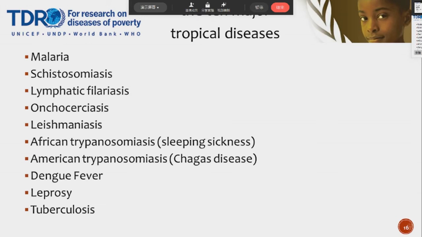They are malaria, schistosomiasis, lymphatic filariasis, onchocerciasis, leishmaniasis, African trypanosomiasis and American trypanosomiasis, dengue fever, leprosy, and tuberculosis. These 10 diseases belong to the 10 major tropical diseases. Among these 10 tropical diseases, how many are not parasitic diseases? Leprosy, tuberculosis, dengue.